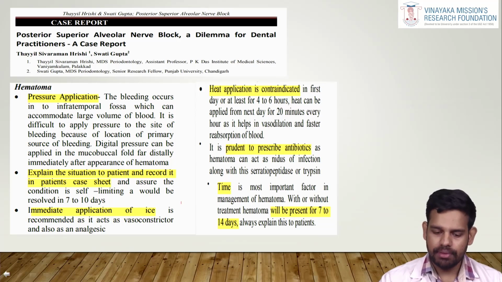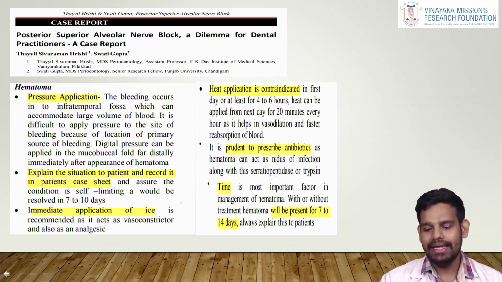And we have to inform the patient that there is a complication which has happened, so we are going to manage it. So this will calm the patient and it will make the patient understand what has gone wrong. And immediate application of ice is mandated, and heat application is considered after 4 to 6 hours and the next day also we can keep the heat application for 20 minutes.